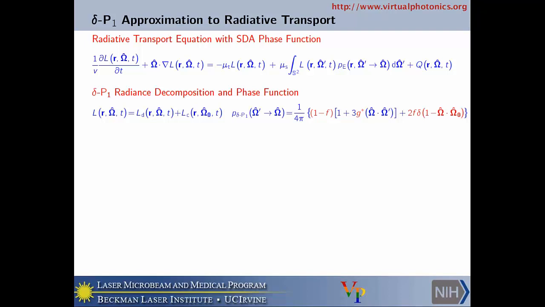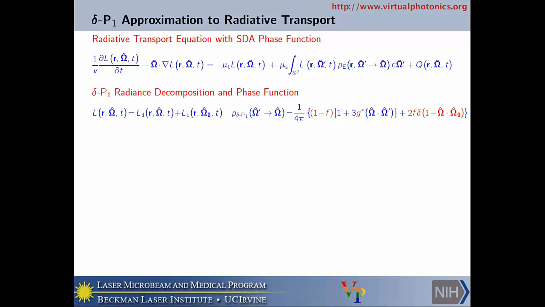And in a similar way, in your single scattering phase function, there's going to be a fraction of the light that gets scattered directly forward. There's no change in direction. This is a Dirac delta function. It takes on a finite value only when the argument is zero. So when omega dot omega naught, basically your direction of propagation is the same as the direction of collimation, this will be one, and then the delta function will give you one times 2f. And then the remaining fraction gets scattered.